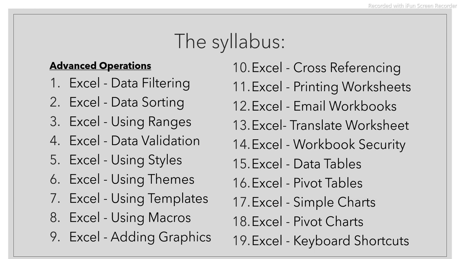Most probably we won't be looking at macros here in this course bundle. We'll be adding this in the later courses. Adding graphics, cross-referencing, printing worksheets, email workbook, translate worksheet, workbook security, then data tables, the pivot table, the very important part of Microsoft Excel. Then we'll move to simple charts versus the pivot charts, and then we'll learn about keyboard shortcuts.